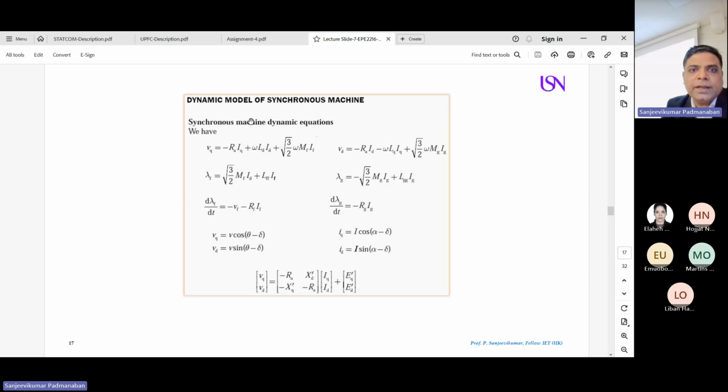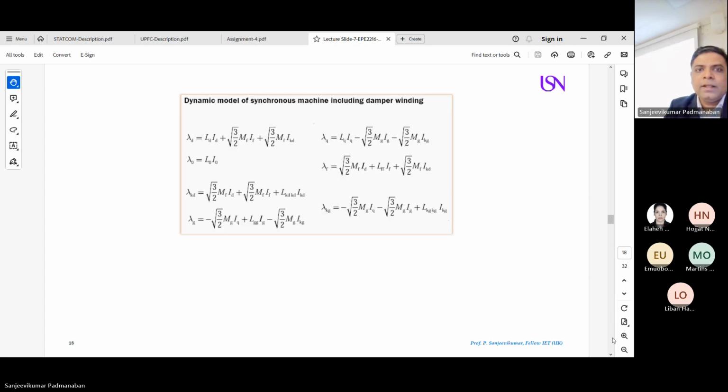In order to make your dynamic model of your synchronous machine, this is the most simplified equation where you have to have the information of the resistance of your armature and the reactance of your direct axis and quadrature axis. Then you can easily calculate or control the parameters of your active power and reactive power. Then, how to make a synchronous machine with a damper winding? Anyone remember what a damper winding is?